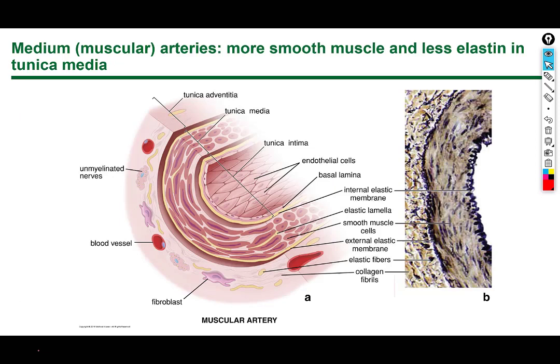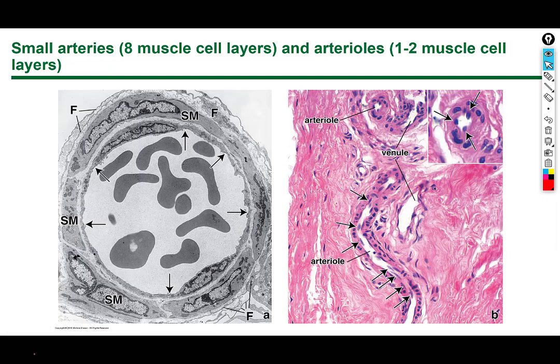Okay, here's a muscular artery. So you can see that there's still elastic fibers, but they're less numerous. But the internal elastic lamina, so these very dark fibers are elastic fibers, and they line the tunica intima of the artery. Small arteries have about 8 smooth muscle cell layers, and then arterioles have only 1 or 2. They still have thicker walls than veins or venules, but not by much.